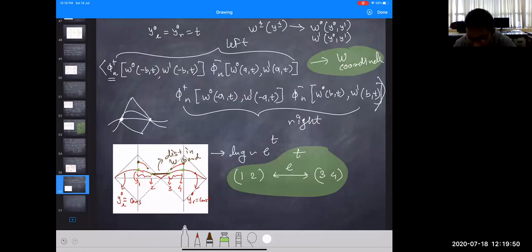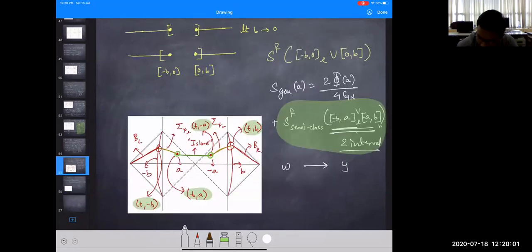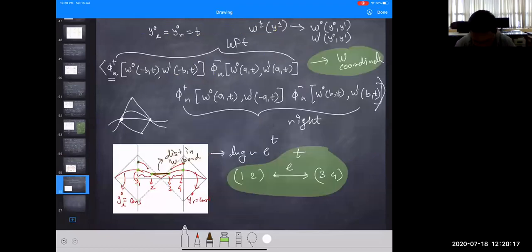In early times, what you really have to do is compute this quantity, which will give you the Renyi entropy. Then you analytically continue n to 1, which gives you the entanglement entropy. Then you plug that entanglement entropy into this formula and extremize the generalized entropy over A. This is the procedure. But what I'm saying is that this highlighted green piece at late times just becomes a product of 2-point functions.